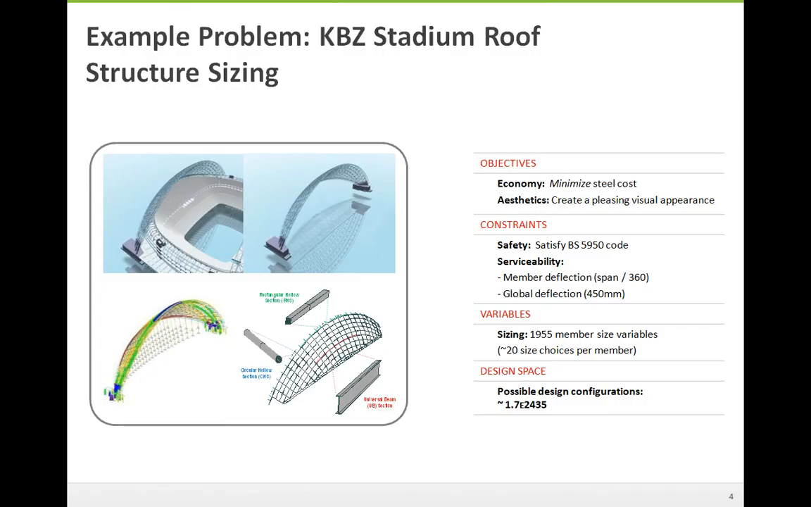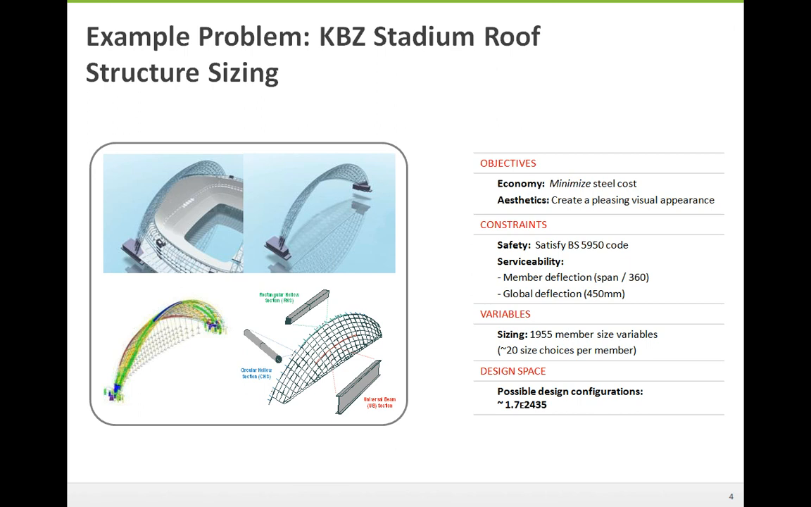So there may be some structural engineers in the audience, but I'm just going to present the basic problem that engineers deal with. So this is a large stadium roof space frame structure, and the design goals in this case are economy, which is minimizing the steel costs or the construction costs. Usually in the early stages, you estimate this based on the tonnage of steel that you're using in the structure.